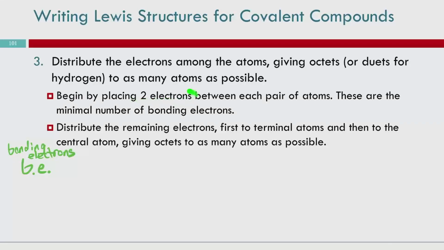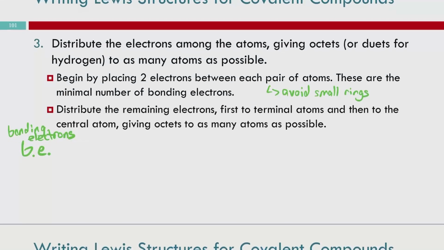So we're going to start off with 2 electrons between each pair of atoms. And again, we're going to avoid small rings. I don't think that we've got any ring structures in the class, probably. And again, things that have really small rings, like 3 or 4 members, tend to explode. They're very unstable. They don't like doing that. Okay, so this is the minimum number of bonding electrons once we've got pairs between each of our pairs. 2 electrons between each pair.